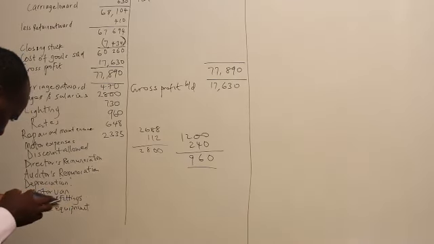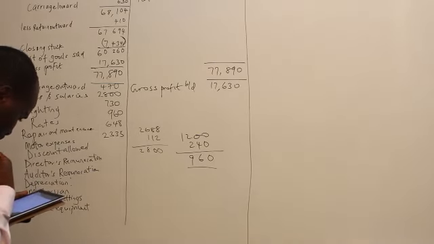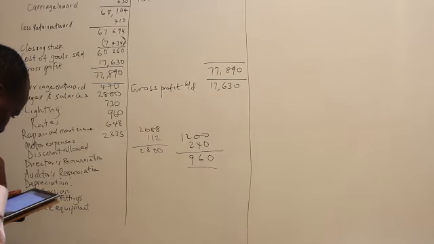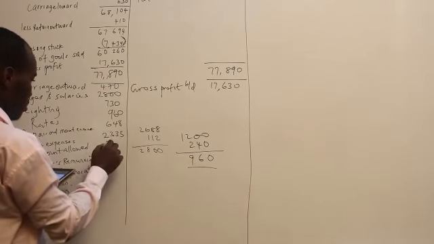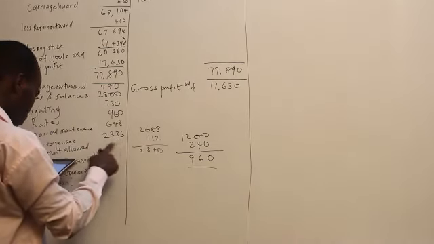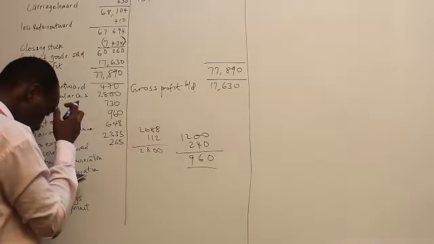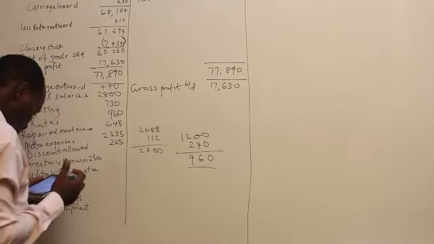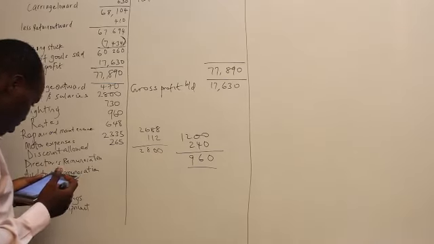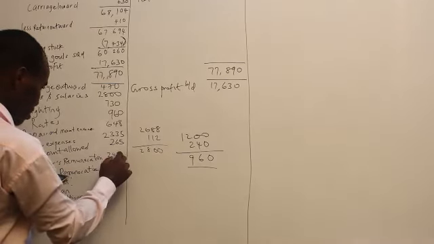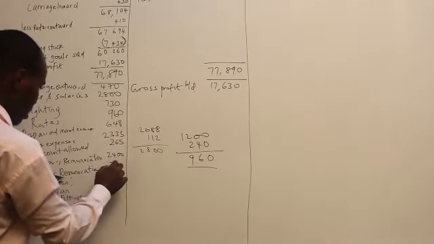Now fixtures and all these are fixed assets. We don't need that here. Now discount allowed is 265. Sorry, is 265. That is discount allowed, and we don't have it in additional information. We also have directors' remuneration, which is 2,400. We have auditors' remuneration, which is 320.